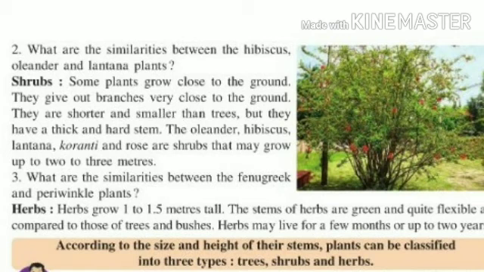According to the size and height of their stems, plants can be classified into 3 types. Now we have learned here according to the size, meaning the height or length of the stem, plants can be classified. Into how many divisions? Into 3 main: the trees, shrubs and herbs. I hope you all have understood about these 3 classified divisions of plants.